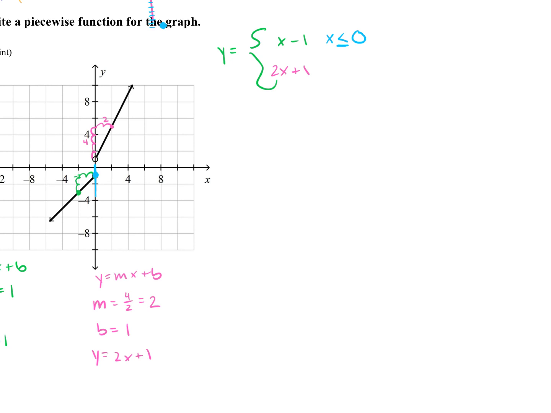Now I have to write my restriction here. So I'm talking about the x values. Where does my graph start? At what x value? 0. Are we talking about x values that are greater than 0 or less than 0? Greater than. So x is greater than 0. Is it just greater than or equal to? Just greater than, because it's an open circle. So this would be our answer.